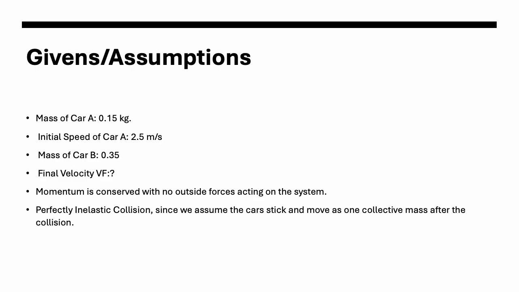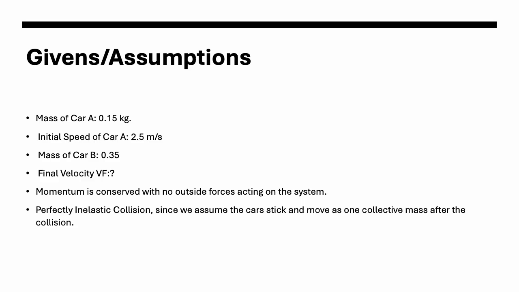Given the assumptions, we determine the mass of car A, which is 0.15 kilograms. Initial speed of car A is 2.5 meters per second. Mass of car B is 0.35. Final velocity, that's what we're trying to figure out. We also assume momentum is conserved because we treat the system as isolated during the brief impact.